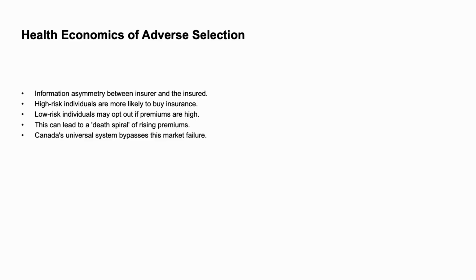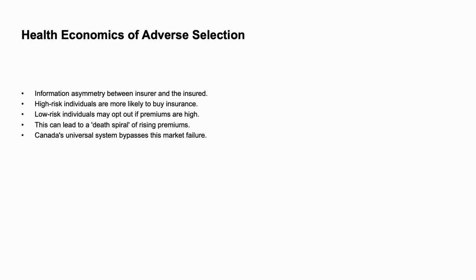This creates a risk pool that is disproportionately composed of sicker individuals, which drives up the average cost of claims. To cover these costs, the insurance company must raise its premiums for the next cycle. This further discourages the remaining healthy individuals from staying in the plan, leading to a vicious cycle known as an insurance death spiral. The Affordable Care Act attempted to mitigate this with an individual mandate to force healthy people into the risk pool, but it has faced significant challenges.